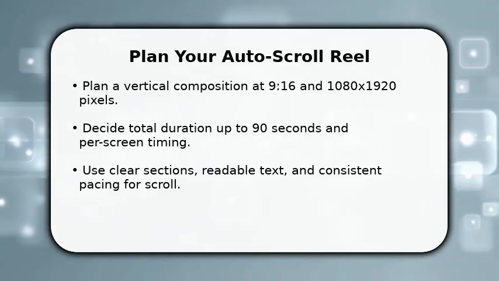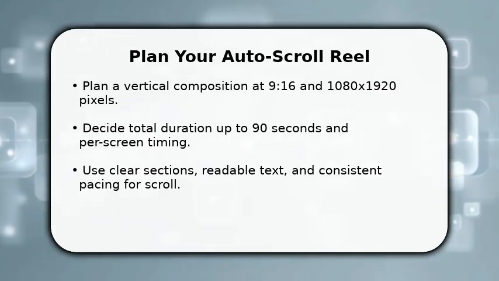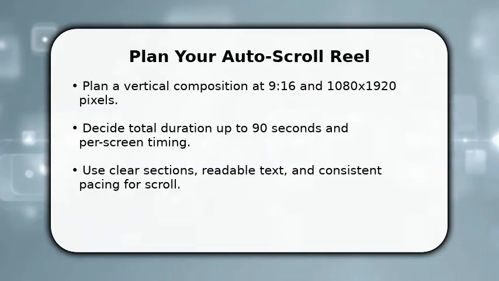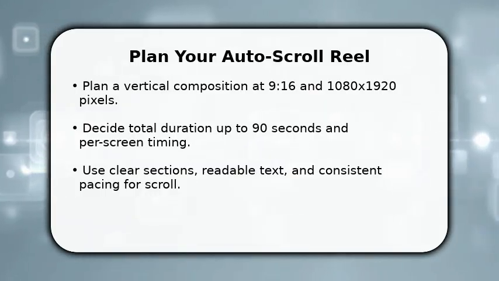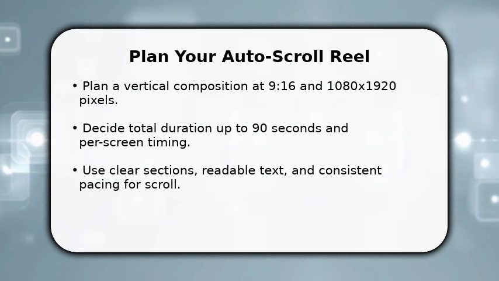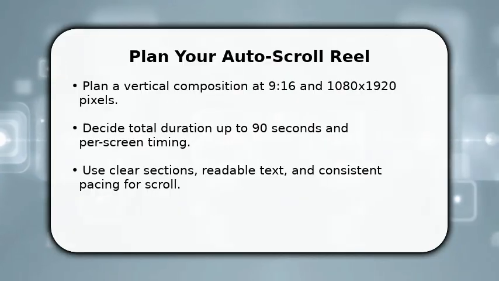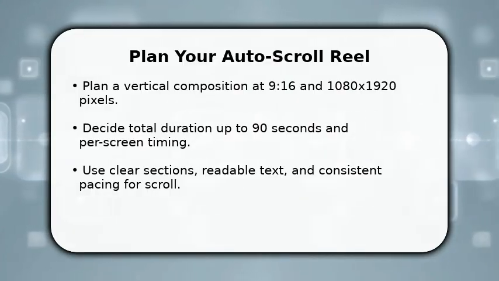Break your content into readable sections that each display for a set time. Choose per section timing like 6 to 8 seconds per segment for clarity. Write legible text at large sizes and contrast colors for visibility. Collect screenshots, long images, or layered slides before moving to your editor.